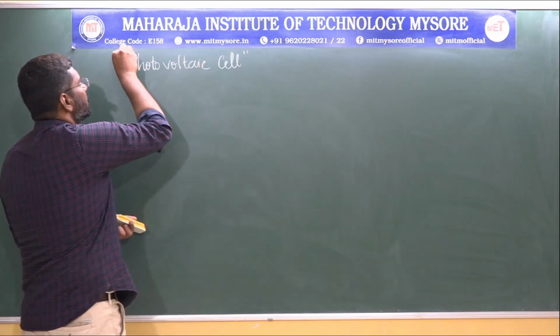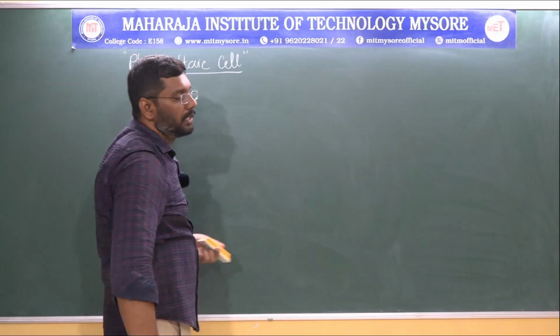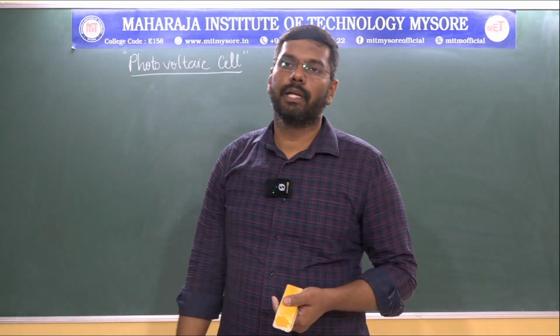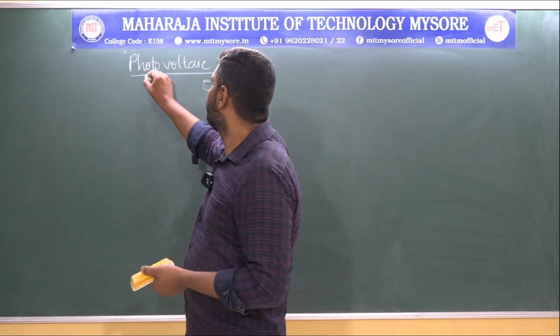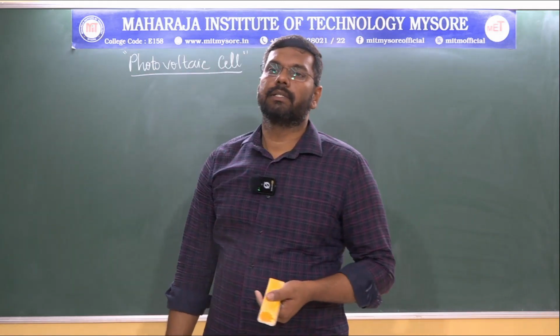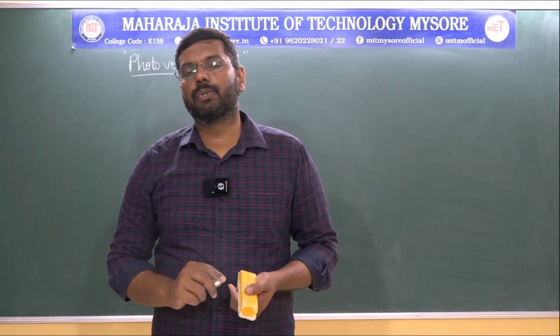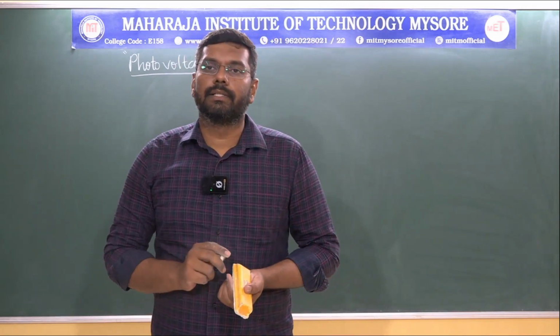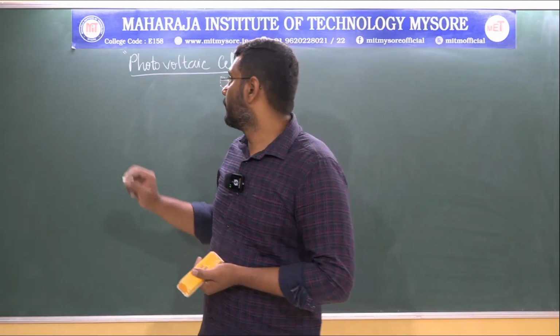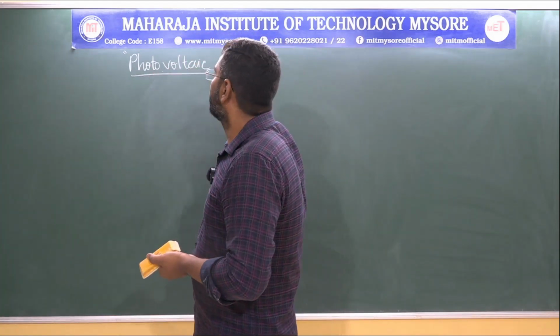We know what we mean by a cell. A cell is a device which converts chemical energy into electrical energy. But here we are using the term photovoltaic cell. Here it is a device which converts solar radiation into electricity. Hence we call it a photovoltaic cell.